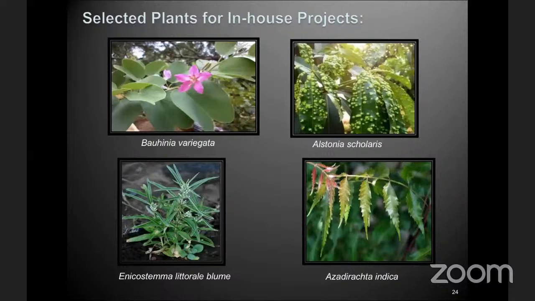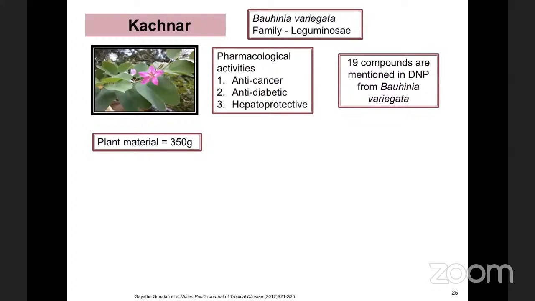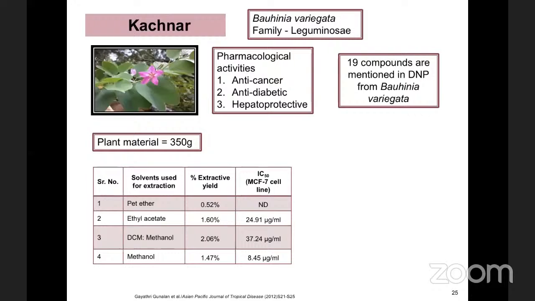And today I'm going to share one case study, which is the last case study for my talk, and which will take not more than 10 minutes. Then we will take question and answer. Bauhinia variegata is a well-known plant known as kachanar. It has a lot of pharmacological activities. There are 19 compounds reported in DNP, with anti-cancer, anti-diabetic, hepatoprotective activity. We have taken some plant material, around 350 grams initially, and performed some extraction, and then the anti-cancer assay.